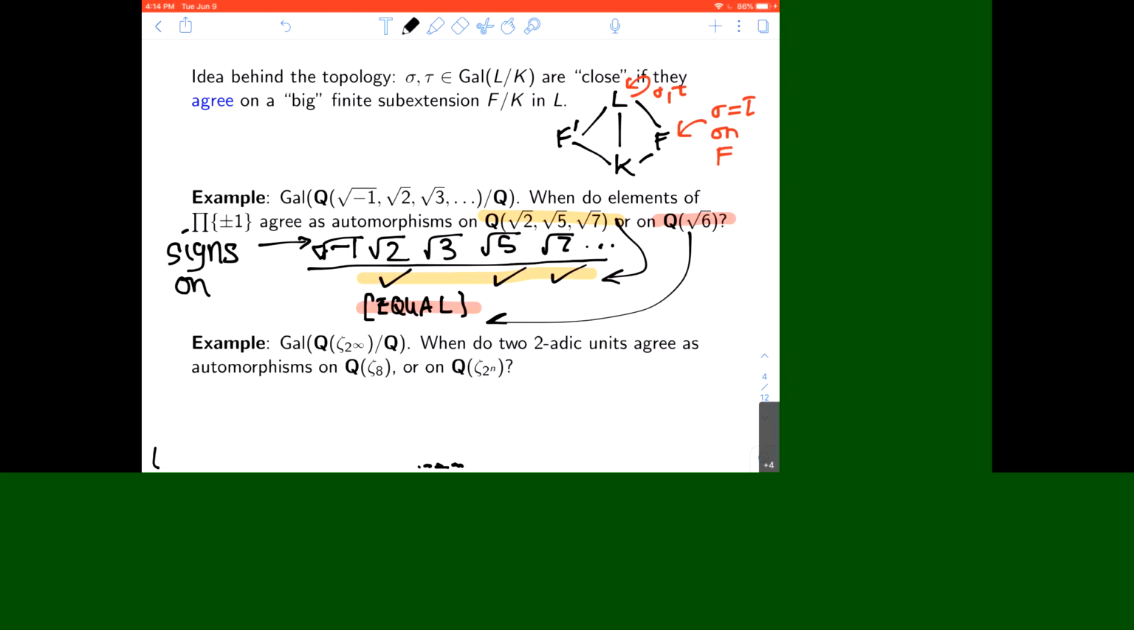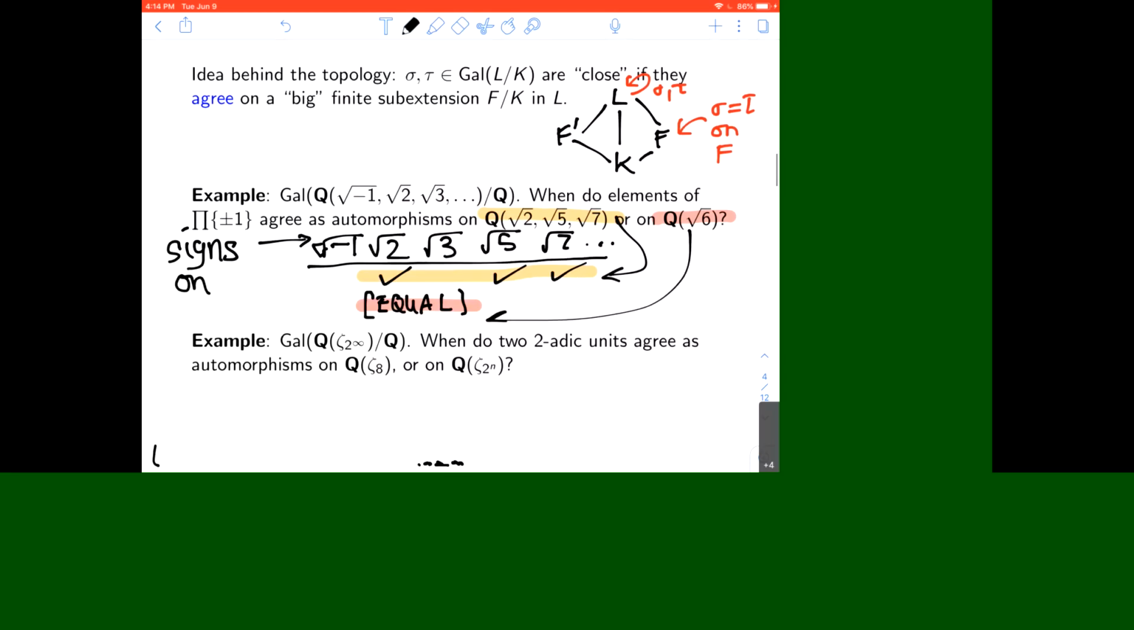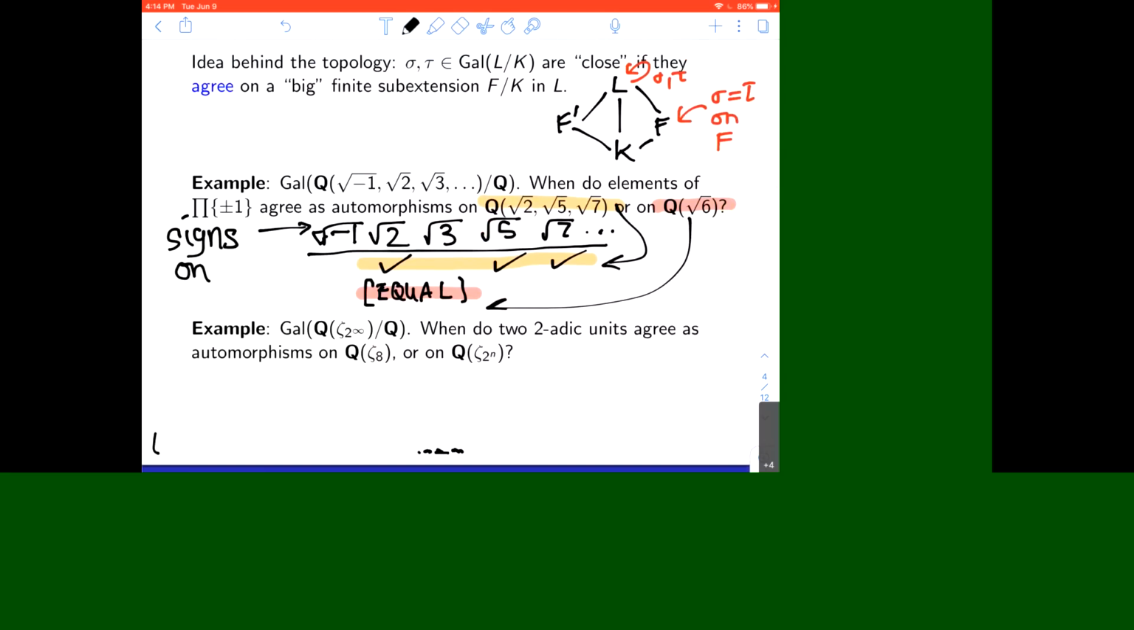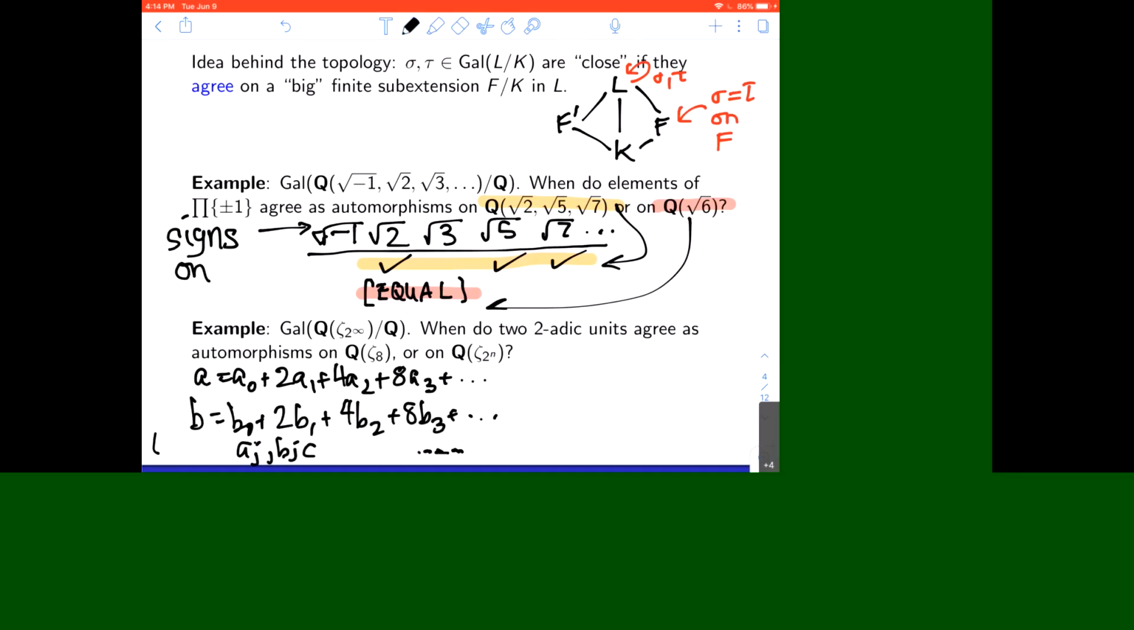Now, what about for the Galois group of Q adjoin the two power roots of unity? If I tell you that I want two elements in the Galois group to be the same on the field Q adjoin zeta 8, what does that mean? You give me a0 plus 2a1 plus 4a2 plus 8a3, and you give me a b. So here the a_i's, maybe I shouldn't use the letter i when I'm talking about two power roots of unity. Might be a possible confusion there. So a_j and b_j are zeros and ones, okay? Two-adic expansions. And in fact, a0 and b0 are literally one. You can't have a two-adic unit start with anything else.